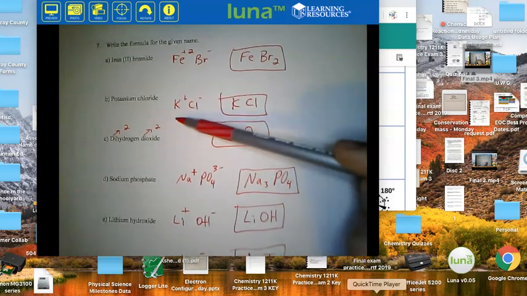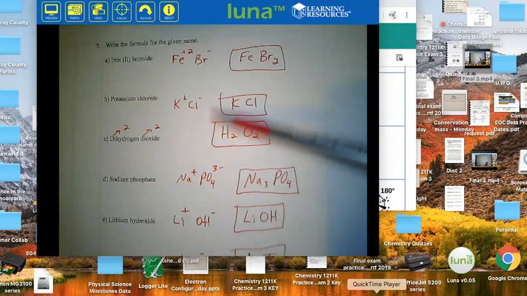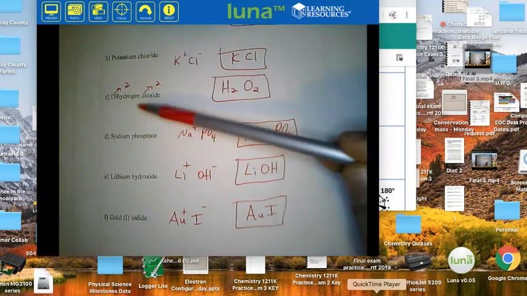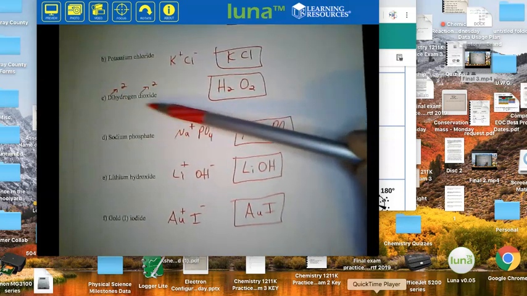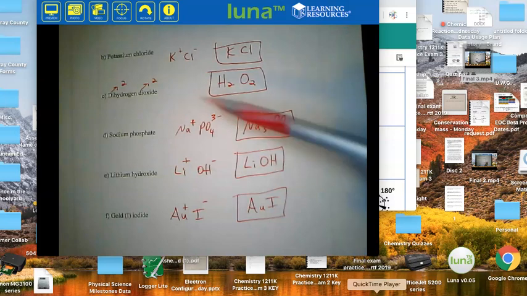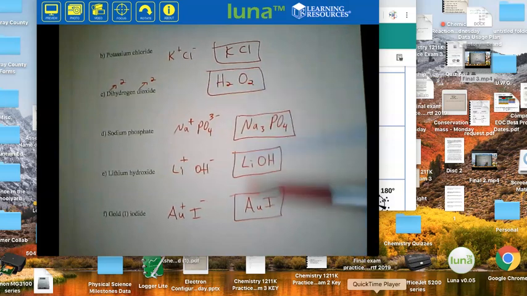Potassium chloride, potassium's +1, chlorine is -1. It's a halogen, the chloride ion is a -1. So I just need one of each, so it's just going to be KCl for its formula. Dihydrogen dioxide, so the di prefix means 2, so I need 2 hydrogen and 2 oxygen atoms, so it's going to be H2O2.